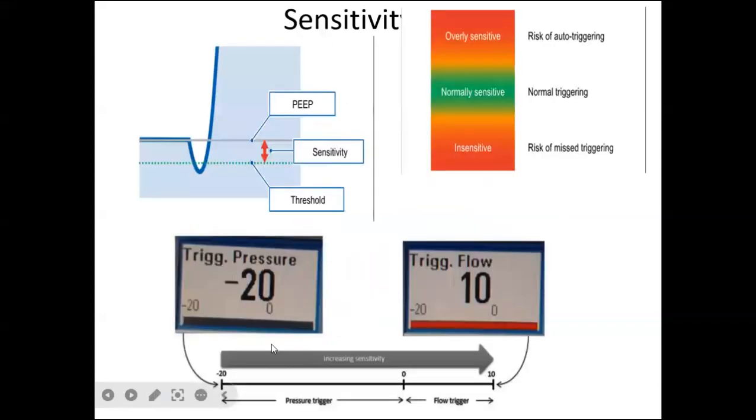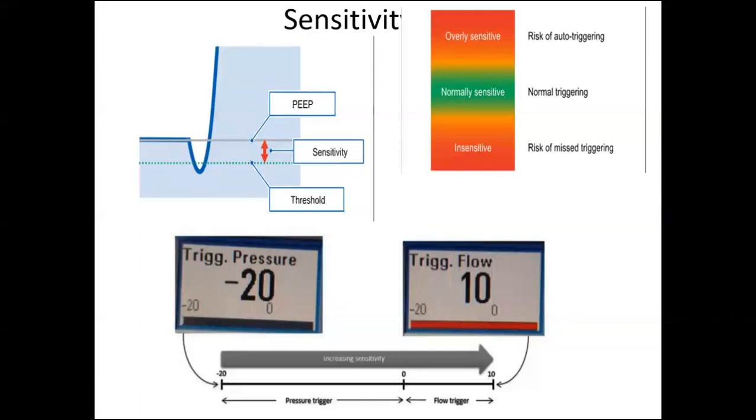So see here, your pressure trigger starts with -1. It can go up to -20, and the flow trigger starts with 0. It can go up to 10. And why are these numbers important? Because they tell the sensitivity of the trigger. Sensitivity is nothing but telling the ventilator when to give the breath.